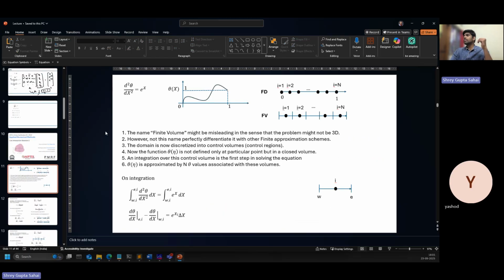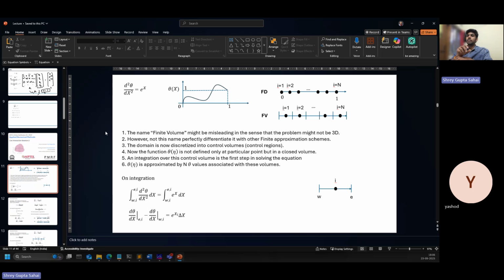Then we went into finite volume, where we were rather interested in conservation of fluxes rather than figuring out functional values. In finite volume also we find functional values, at centers of control volumes rather than at grid nodes.